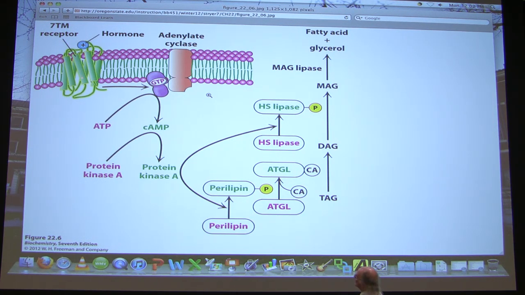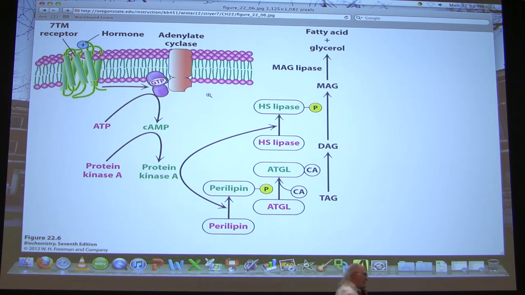We have binding of a hormone to the receptor, which activates a G protein, which activates adenylate cyclase, which makes cyclic AMP, activates protein kinase, and protein kinase comes in and acts in a couple of places. I don't think we need to know all the detail that's in here. This is a little bit more than we really need to know. But what I think you should know is that the phosphorylation of a target lipase activates that lipase, and thus activates the breakdown of fat.